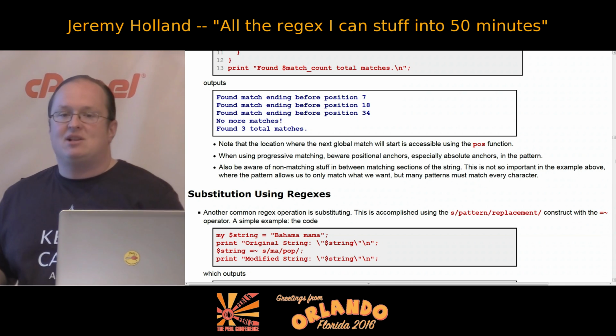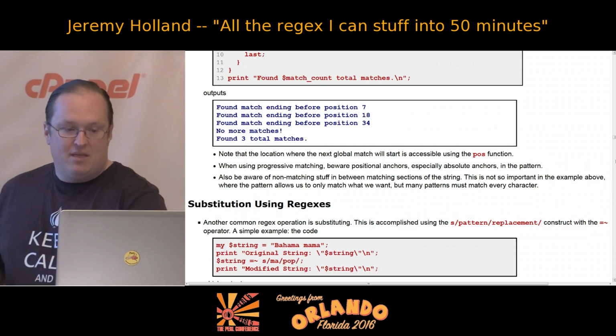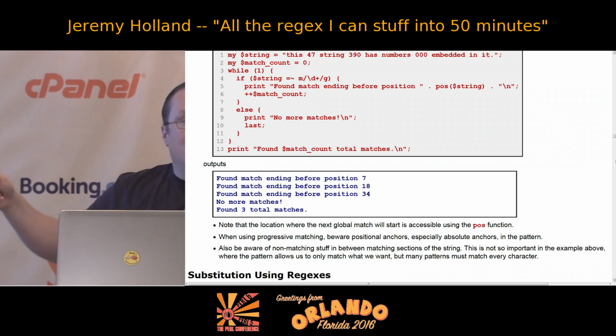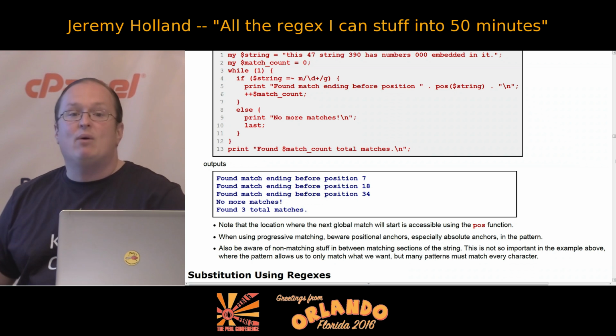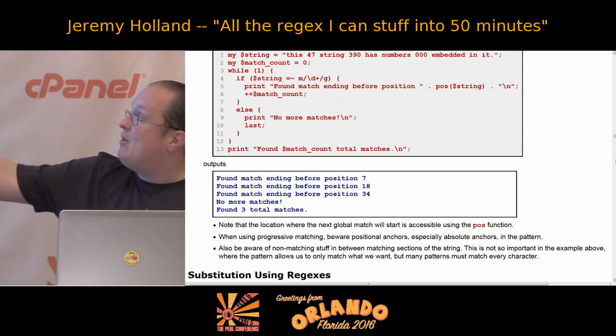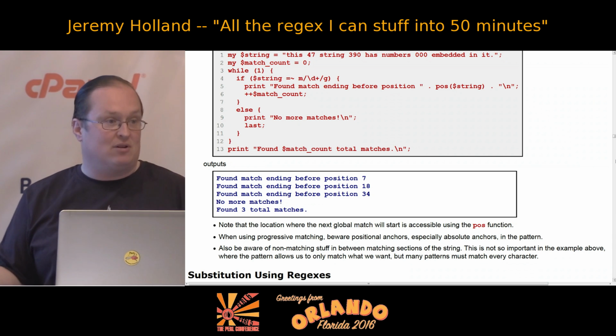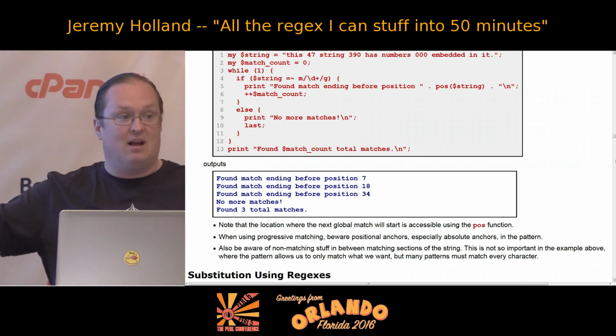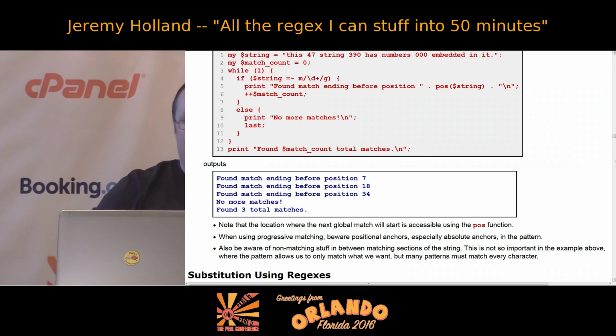Be aware of non-matching stuff in between your pattern. This pattern here just matches digits. So after it leaves off here, remember a pattern can match anywhere as a substring. So once it's matched up to the 47, it has this whole string to work with, and it just can match the next set of digits. But if you specify interstitials or stuff that must come before and after, remember that may not work with the global match if the before and after is the whole string, not each individual match you're trying to make.